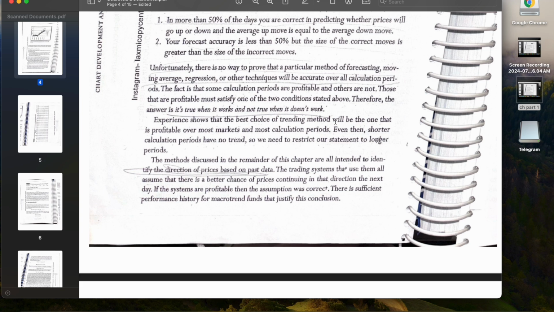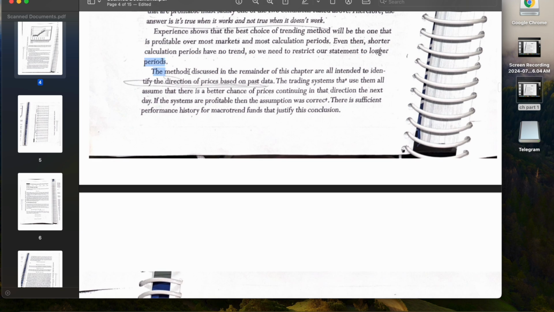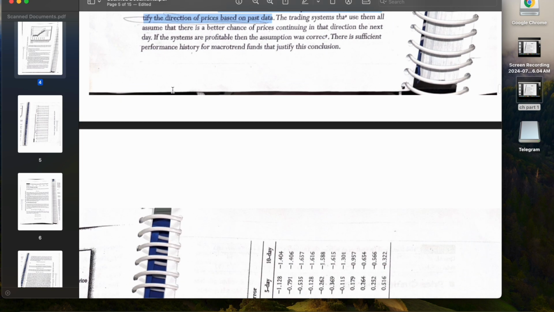So trending markets are what you need to be looking for, instead of consolidations and sideways markets. You need to make sure that you are always a part of uptrending stocks or downtrending stocks. The stock has to be trending in a direction. There's no point in becoming a part of all these stocks which are sideways. Again, the methods discussed in the remainder of this chapter are intended to identify the direction of prices based on past data. That's what we are going to see.